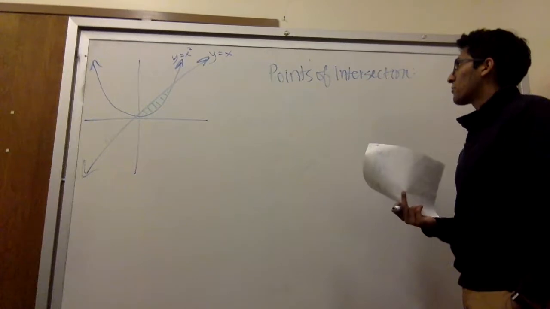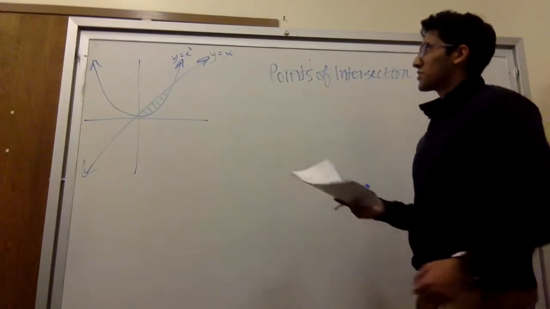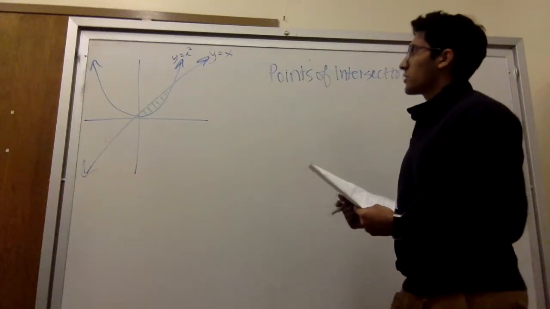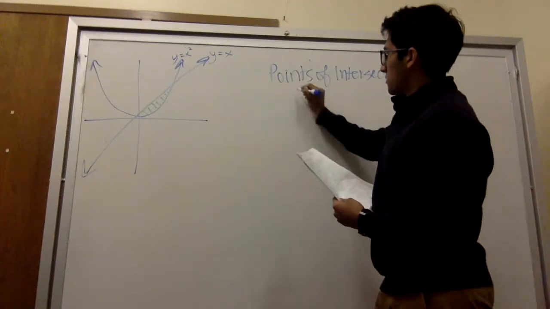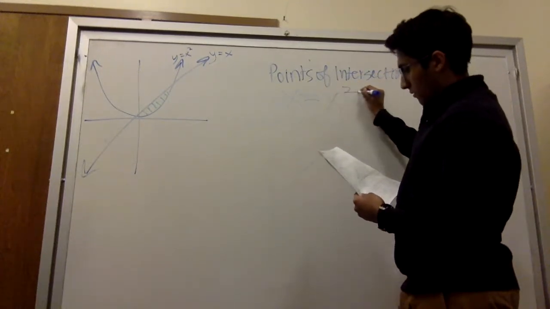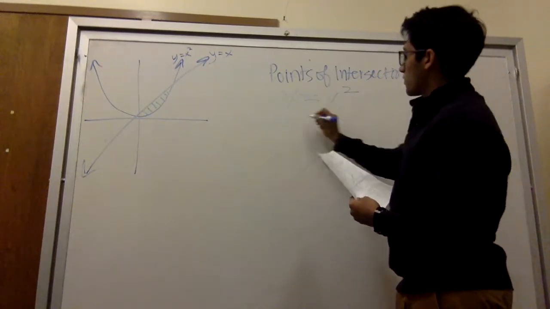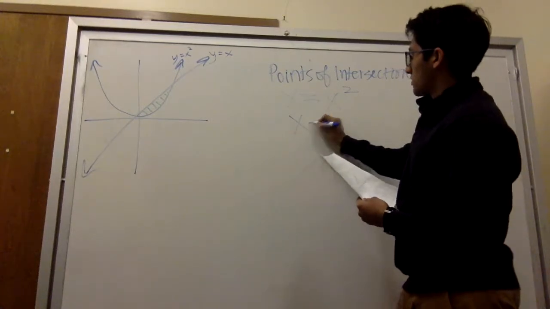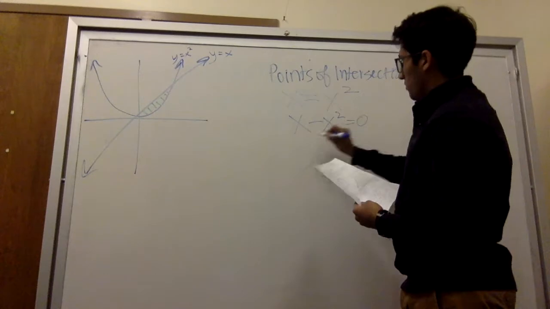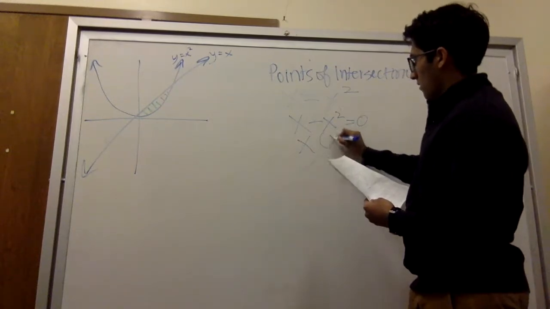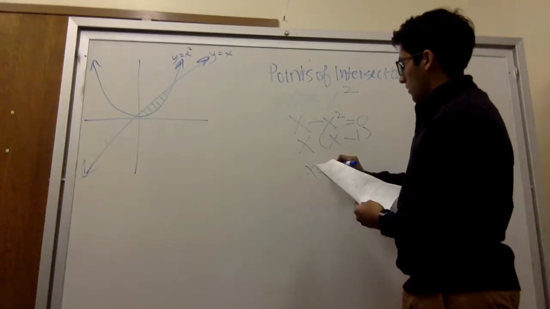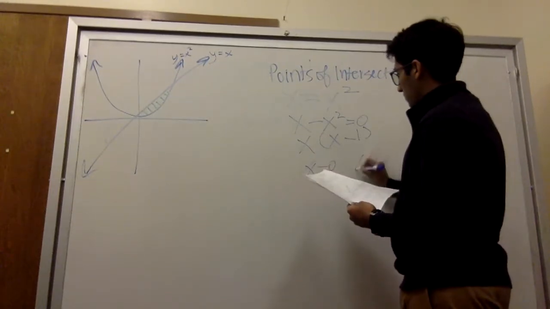So now we have to find the points of intersection, and we do that by setting the equations x and x squared equal to each other. So you just do that, and then we bring x squared to the other side, and we factor. And when we do that, we should get x equals 0, and then x equals 1.